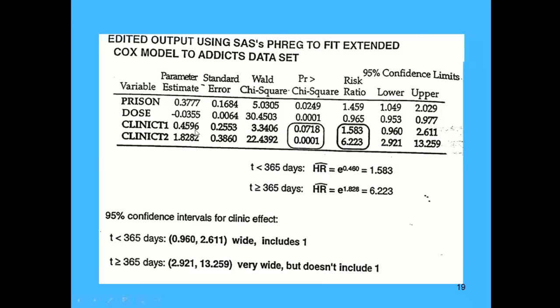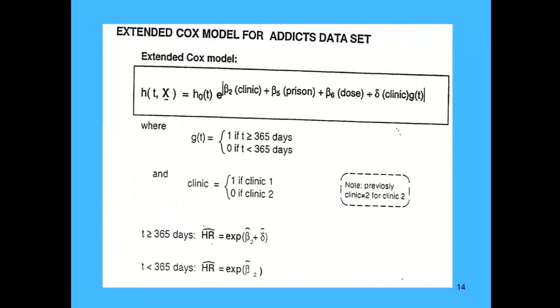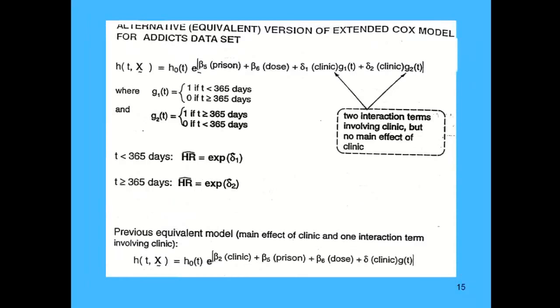Now, look at these two coefficients. Why are they in bold? Because these are the two things you need if you're running this model. You take the coefficients, delta 1 and delta 2, and compute e to the delta 1 and e to the delta 2, and that gives you the two hazard ratios.